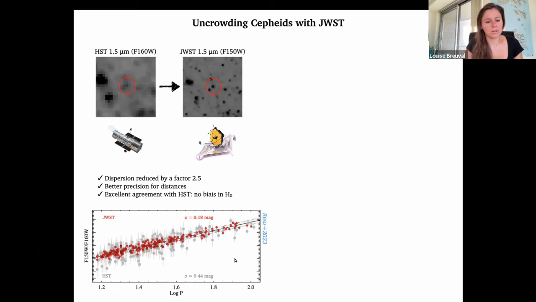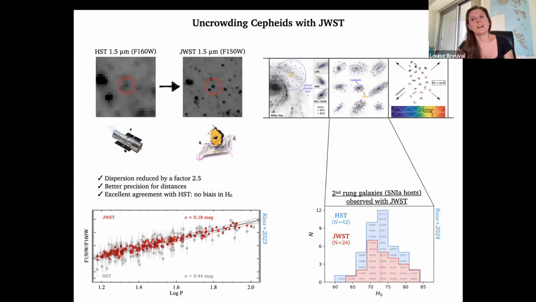So as an example, the scatter was reduced by a factor of 2.5. We have HST in gray and JWST in red. And there's also really a good agreement between HST and JWST. So the main conclusion here is that the crowding was not a bias. It did not affect the H0 measurement.